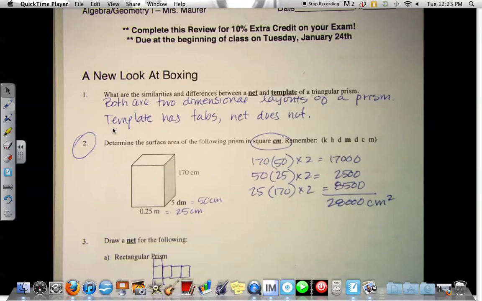All right, the similarities and differences between net and template. Both are two-dimensional layouts of a prism. Template has tabs, net does not.